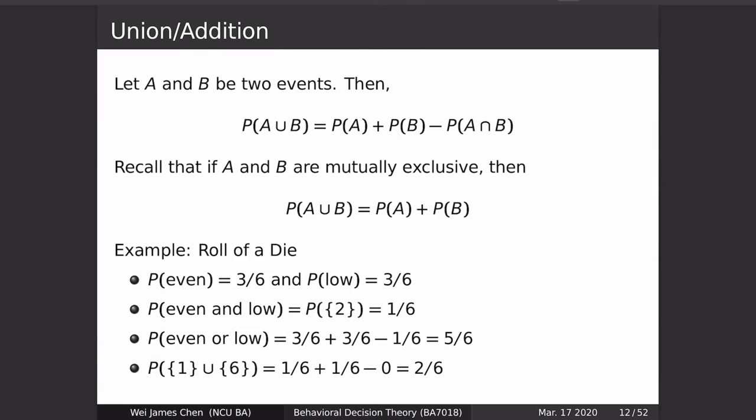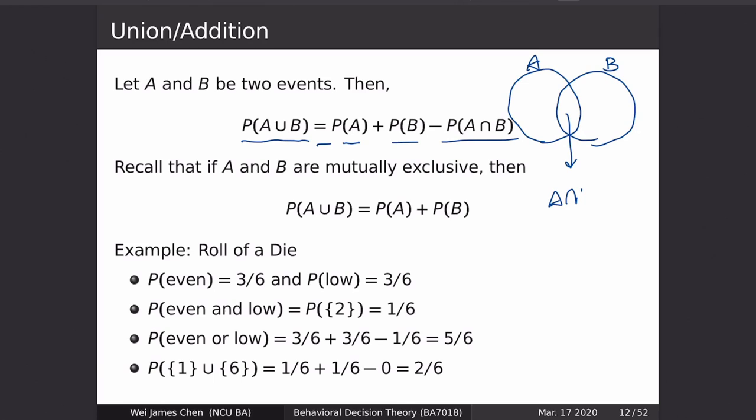And now, we talk about the union and addition. Let A and B be two events. Then generally speaking, the probability of A union B will be P(A) plus P(B) minus P(A intersection B). We actually talked about this already. Basically, you can see this general Venn diagram. This is A, this is B, then this is A intersection B, right?